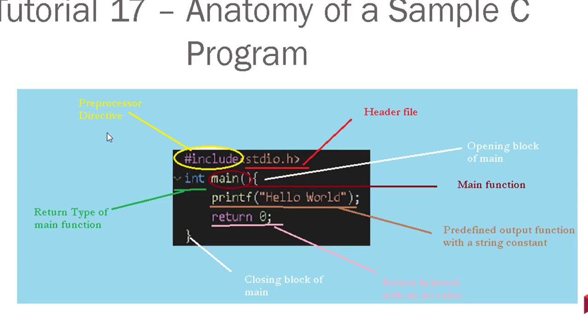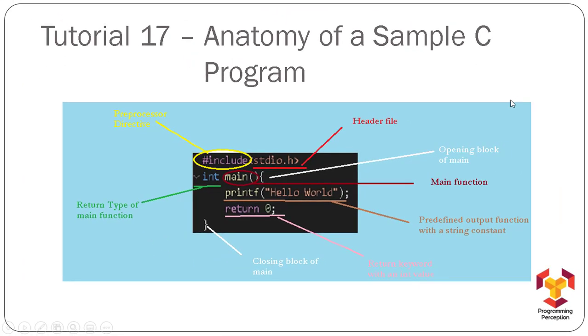This was the anatomy of a sample C program, and I hope now you understand the various things that we write down inside a program. In the next section, we are going to discuss input and output in C. So that marks the end of this tutorial as well as the end of this section.